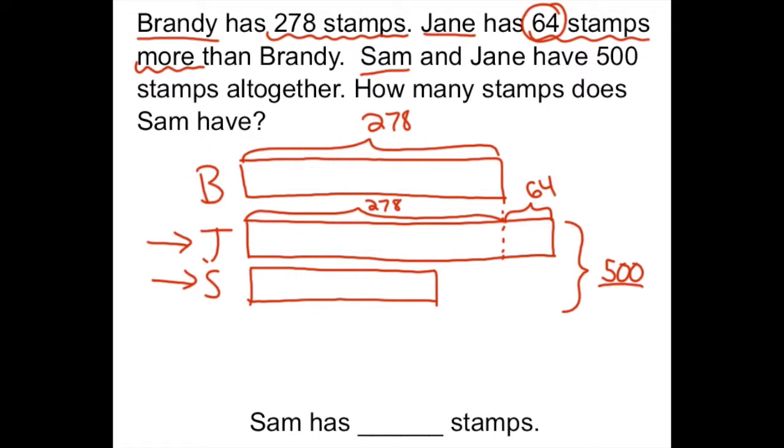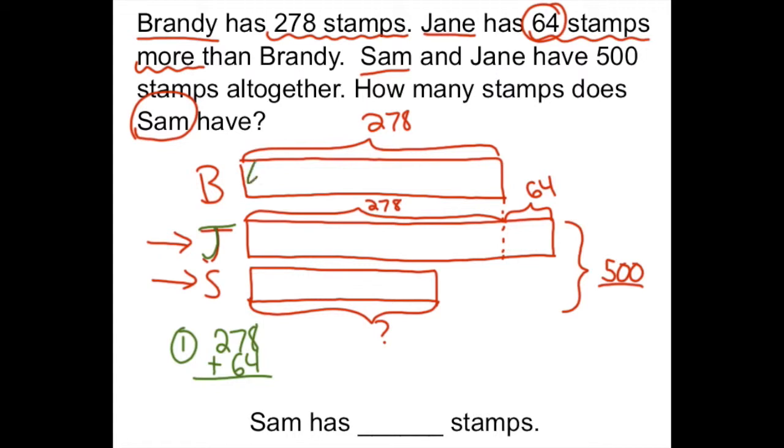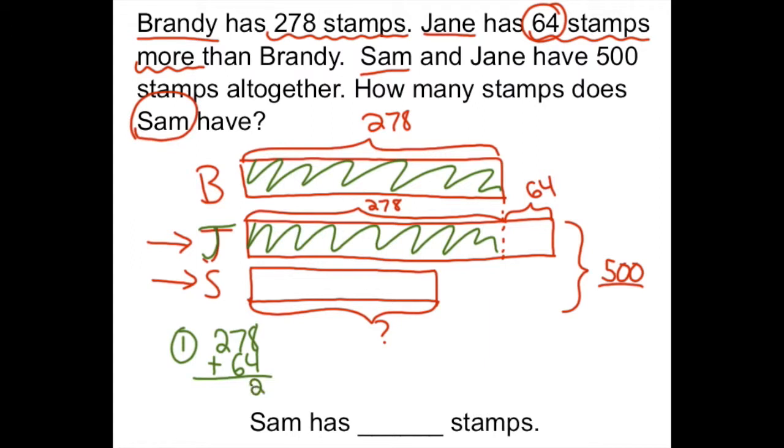Now I want to find how many stamps does Sam have. So that is my question mark. In order to solve this problem, I first have to find out how many stamps Jane has. I can find that out by adding 278 plus 64. Again, this comes back to recognizing that Brandy's bar here is the same as Jane's bar up to here. But Jane has 64 more, so we're going to add 64 to 278. And we get 342. Now that's Jane's total.